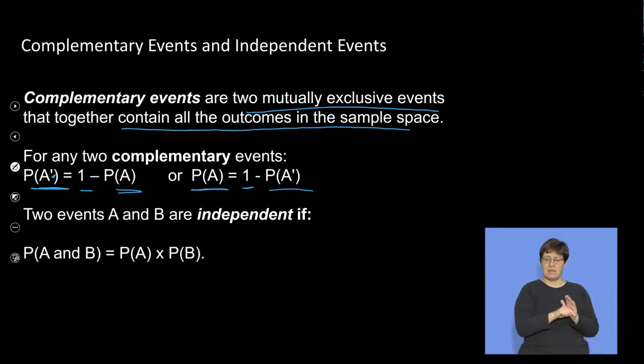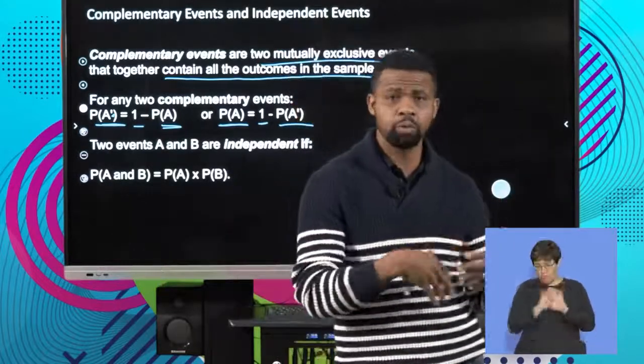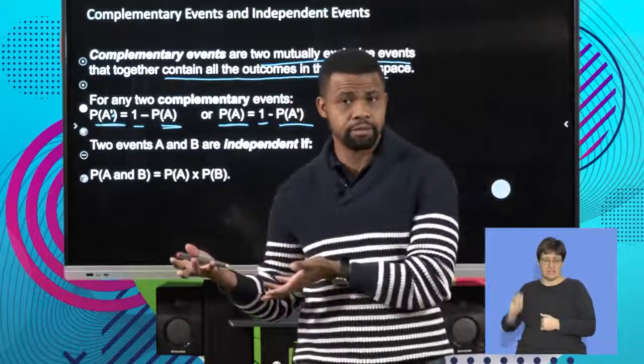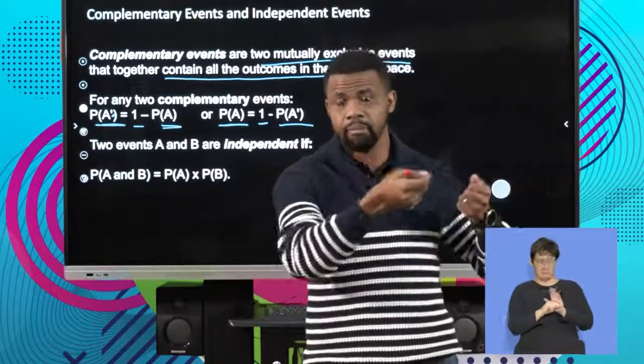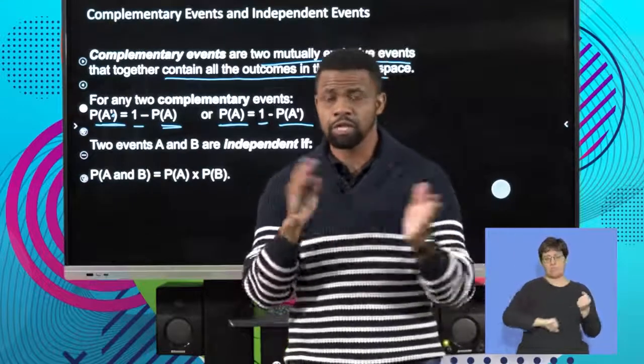What does that mean? If the probability that it will rain today is 50%, what is the probability that it won't rain? It's 50%. It's 100% minus 50, which gives us 50%. So the two events are complementary.